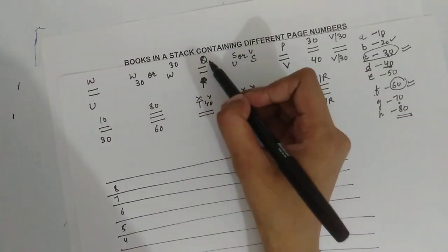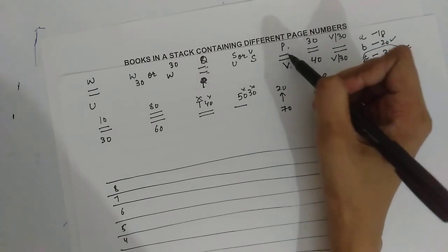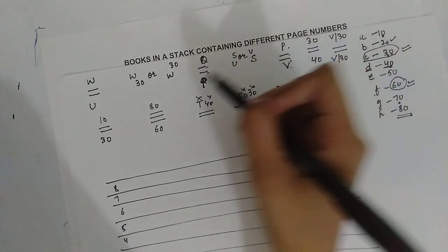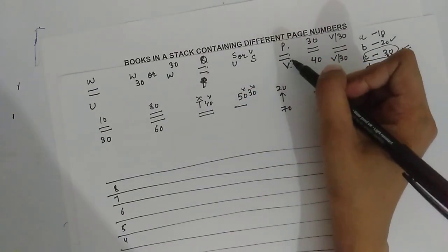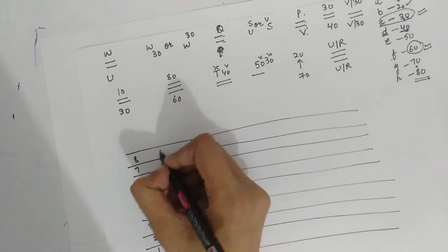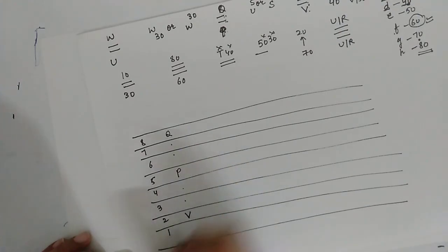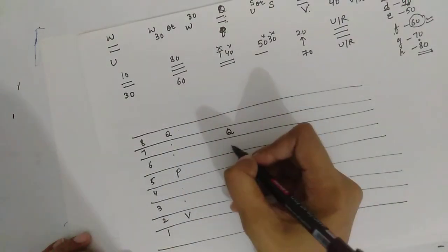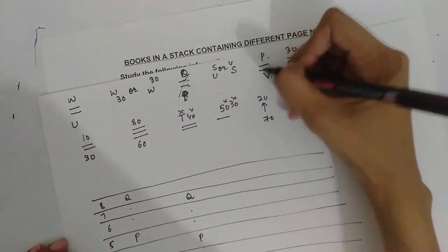See here, Q and P have 2 books in between them and P and V have 2 books in between them, and we know that P is below Q and P is above V. So it means we have to start from here. Q dash dash P. P and V have 2 books, dash dash V. Or it can be like this, Q dash dash P dash dash V will come here. Fine. So this is done.